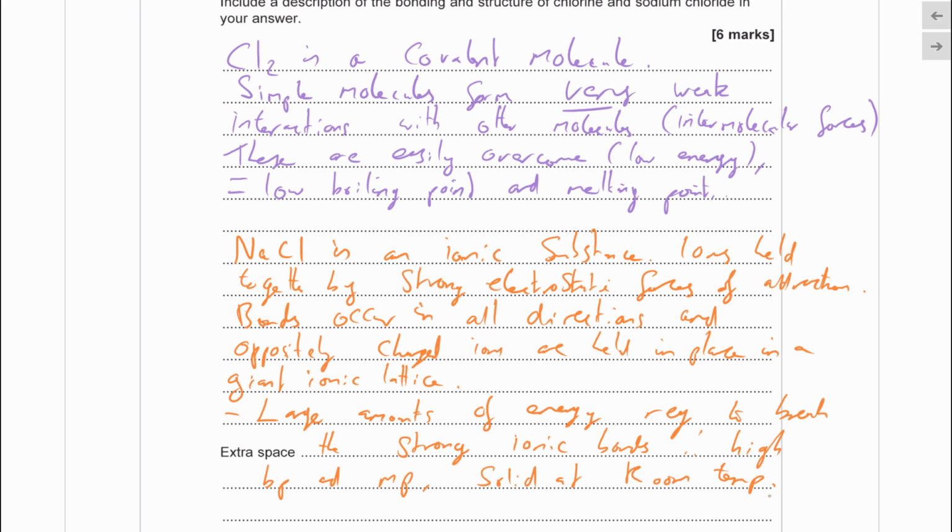Now, sodium chloride is an ionic substance. All right, it's held together by strong electrostatic forces of attraction between oppositely charged ions. Those occur in all directions, and therefore there are loads of those forces that need to be broken down. This requires a large amount of energy to break down the giant lattice, and therefore a high temperature is required. So a high melting point, high boiling point means solid at room temperature. All right, and that's the end of question 2.